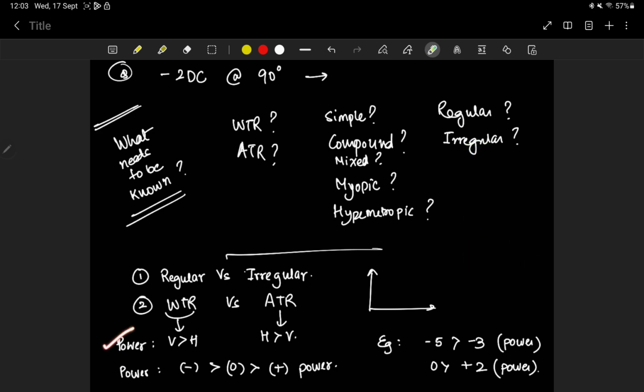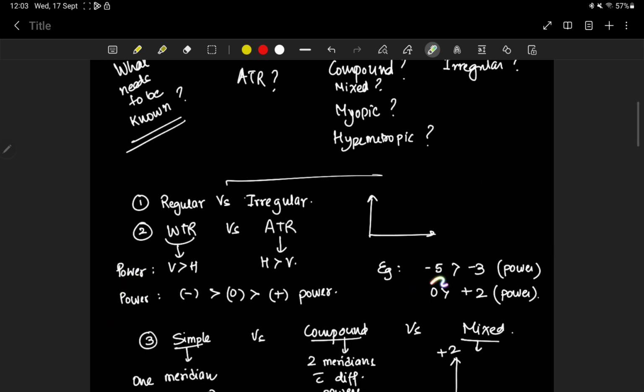Alright, so these two things are clear: when it will be called with the rule and when it will be called against the rule. And it is clear that negative has more power than 0, which has more power than positive. Just like the number line which we have read in mathematics, -infinity and +infinity. So -infinity will be more than 0, more than +infinity. The same concept lies here. I have given an example like -5 has more power than -3 and 0 has more power than +2.